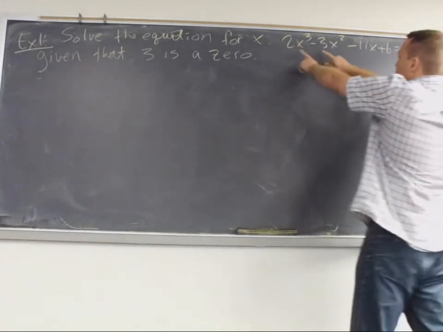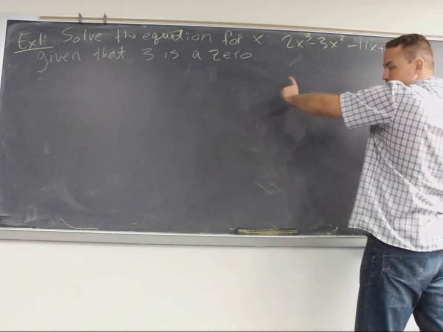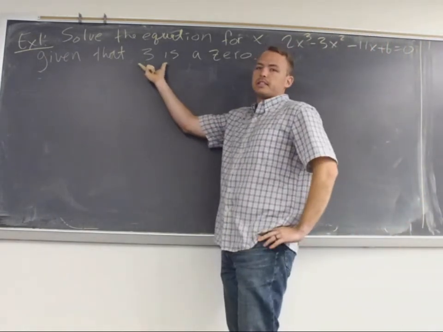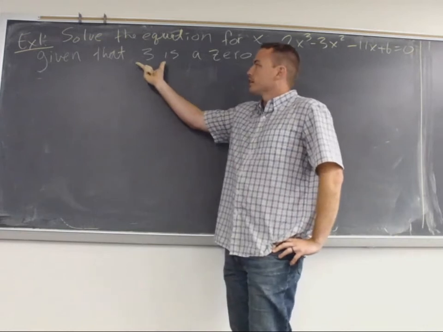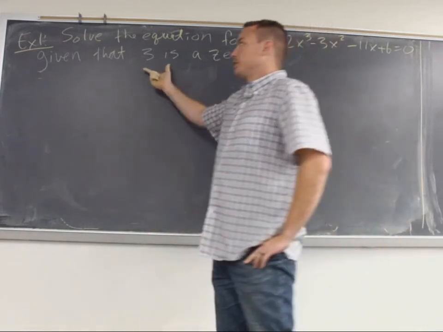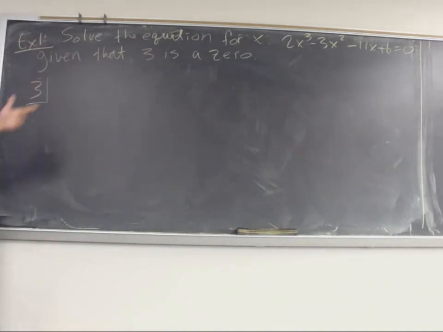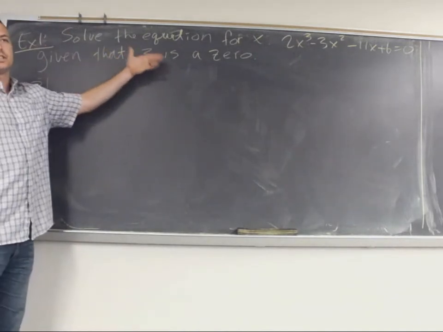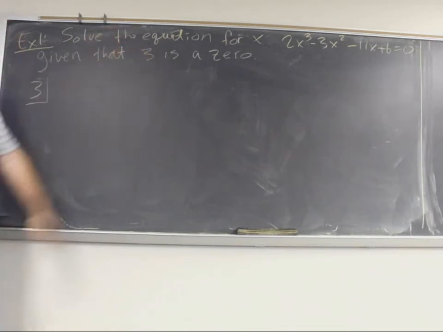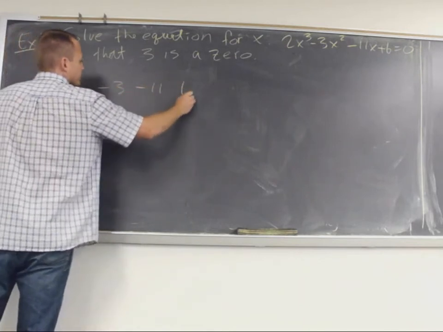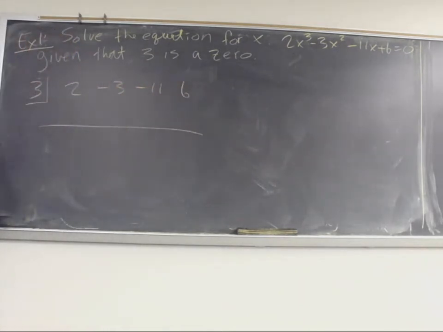These are going to be our coefficients that we're going to plug into the synthetic division. And the only difference here between the previous examples is now I'm telling you that 3 is a 0. This is what you plug into the box. So instead of setting x minus 3 equal to 0, now I'm just outright telling you what to plug into the box. And then this is 2, negative 3, negative 11, and 6. Okay, pause it and give it a try.